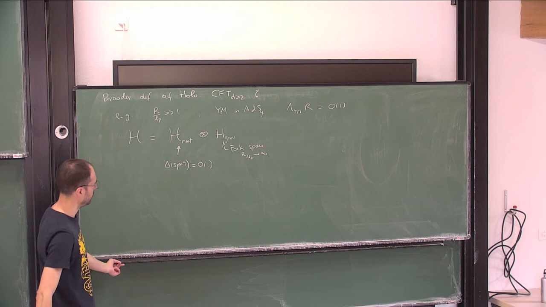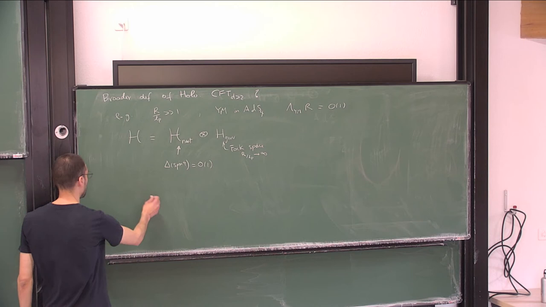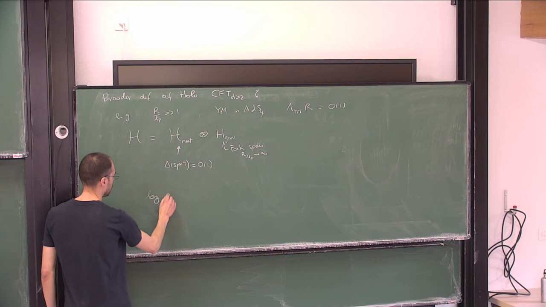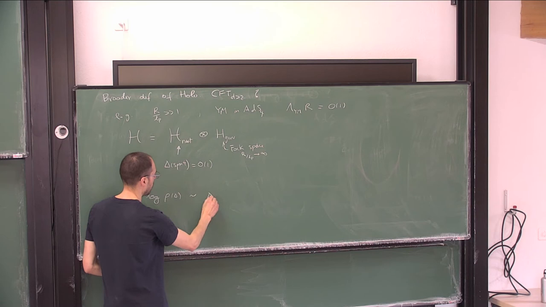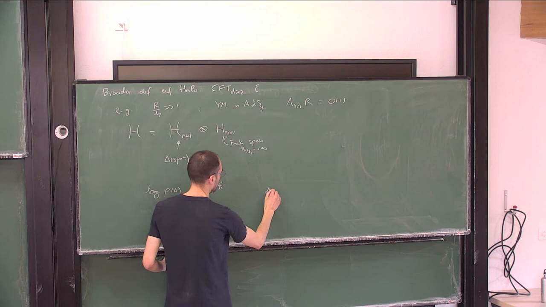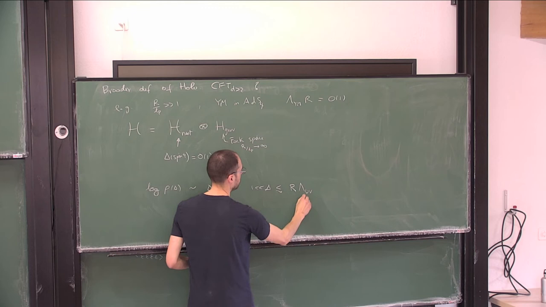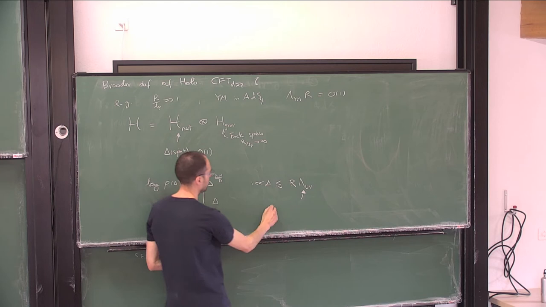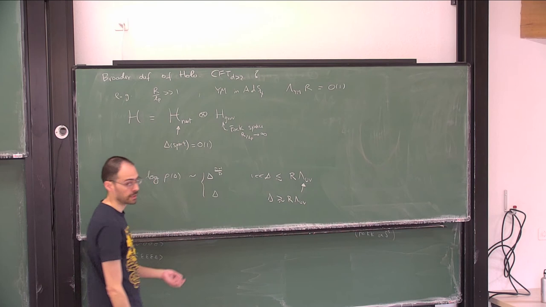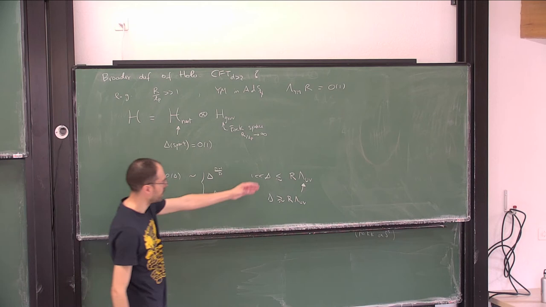There is a hint from here, right? You could look at the density of states and say that the log of the density of states grows power-like, with some power less than 1, for delta of course much greater than 1, but up to some scale R times, let's say, lambda UV, maybe this is the scale. And after that, it would grow stringy, for delta greater than R lambda UV. Maybe this is one way of characterizing it. So this transition in the density of states would be a way of characterizing the non-locality scale in this type of theories.